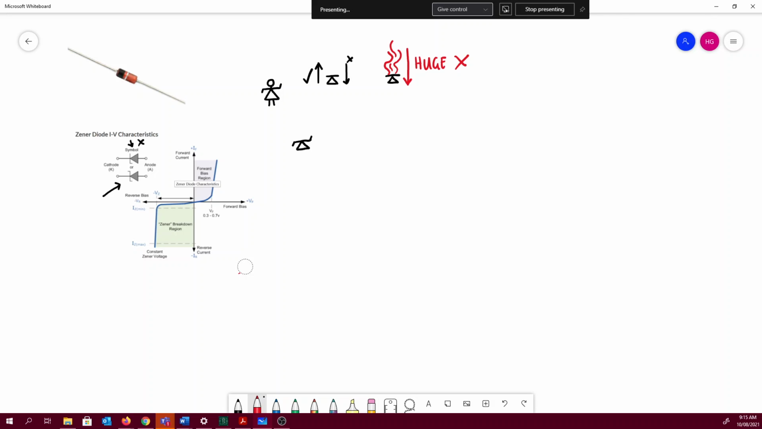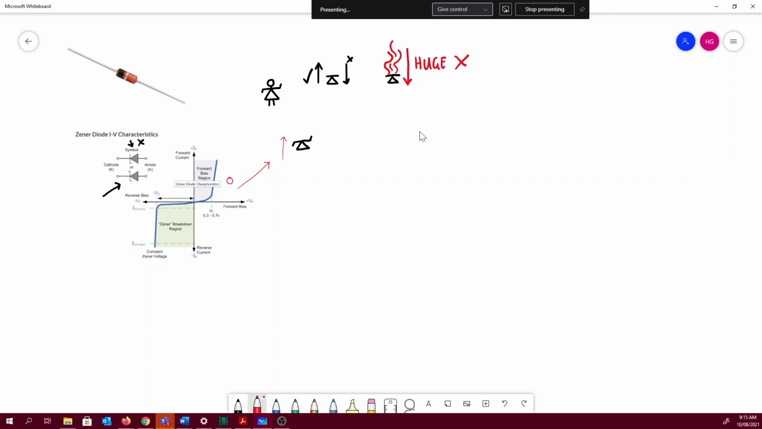So here's a graph of how a Zener diode behaves. Over here on this side, we have its forward bias region. This is what's going on when the current is moving through the Zener diode in the forward bias direction. Here on the y-axis, we've got our current, and here on our x-axis, we've got our voltage.